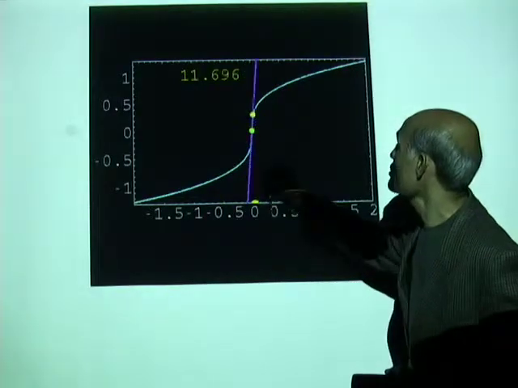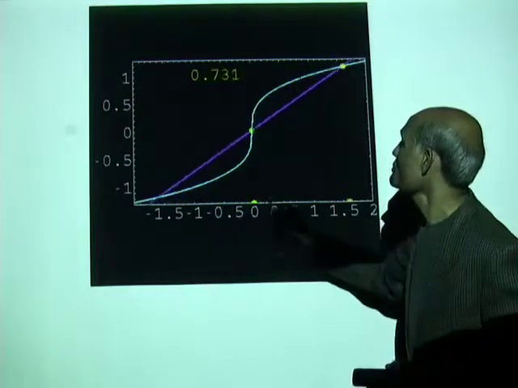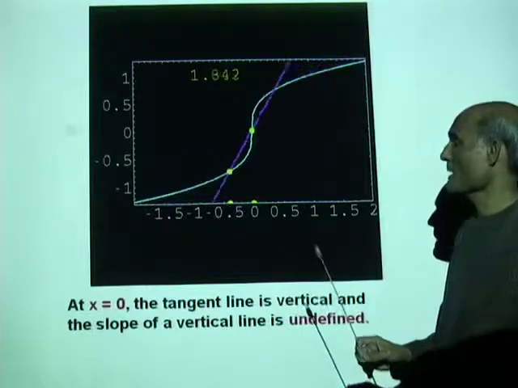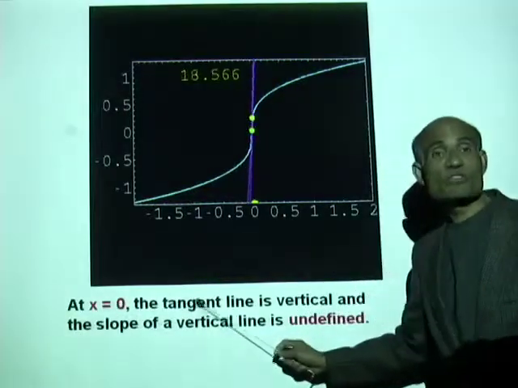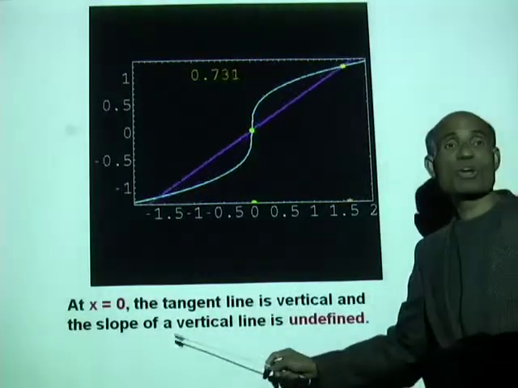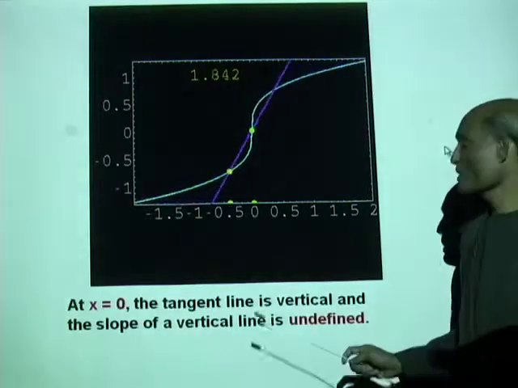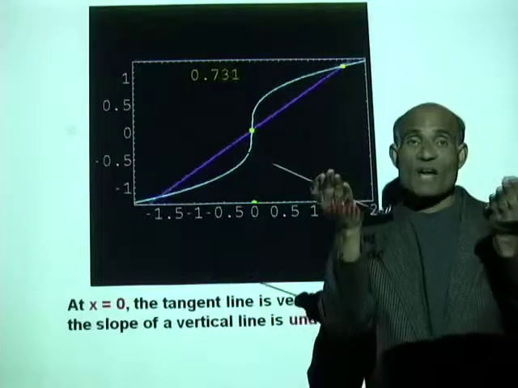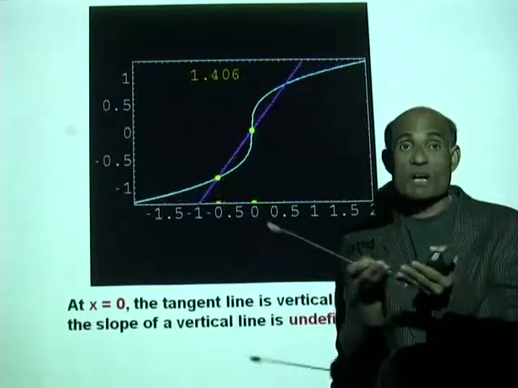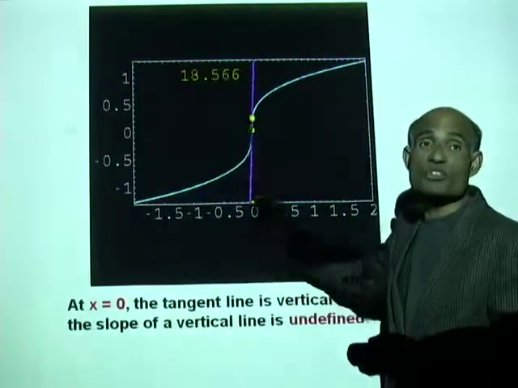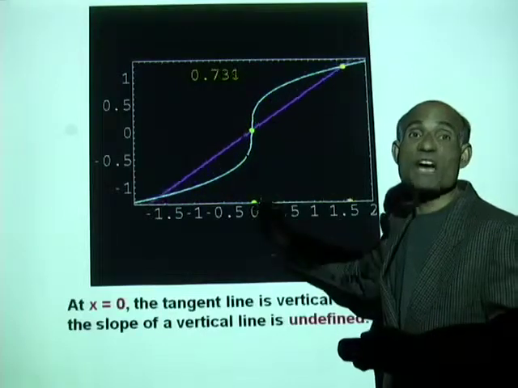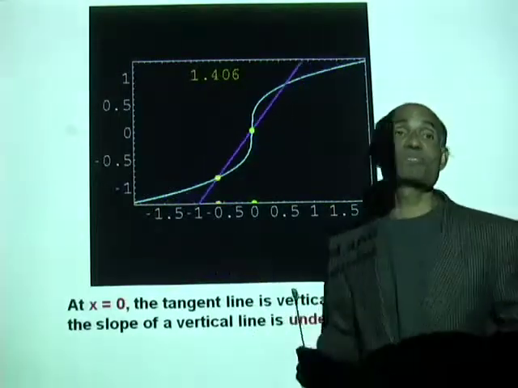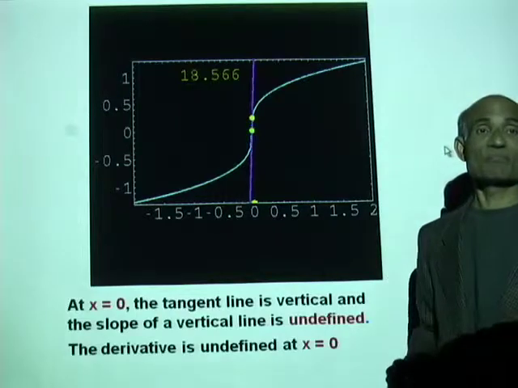Now, the tangent line is vertical. What is the slope of a vertical tangent line? So at x equal to 0, the tangent line is vertical and the slope of a vertical line is undefined. So at points where the graph of a function has a sharp turn or the graph of a function has a vertical tangent line, the derivative is undefined.